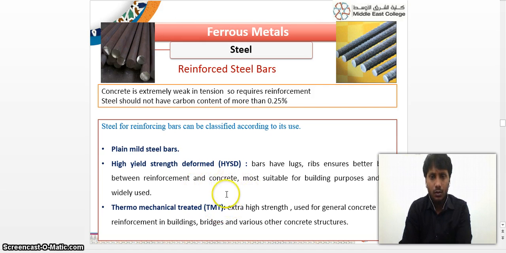So please go through this slide very well, and I may ask you a question. According to its use, where are high yield strength deformed bars used, and where are thermomechanical treated bars used? So please write down these points, or come prepared with this slide.